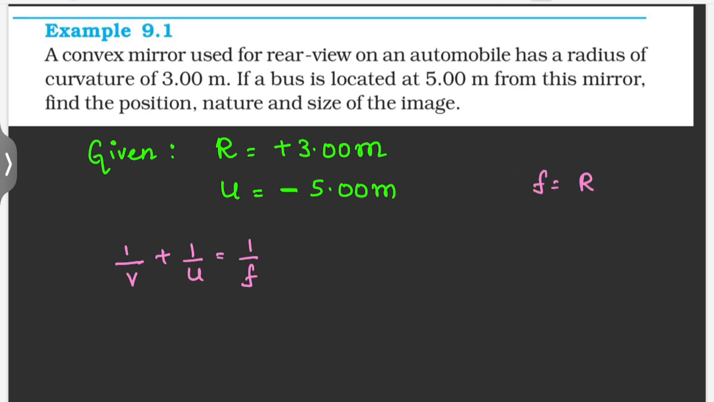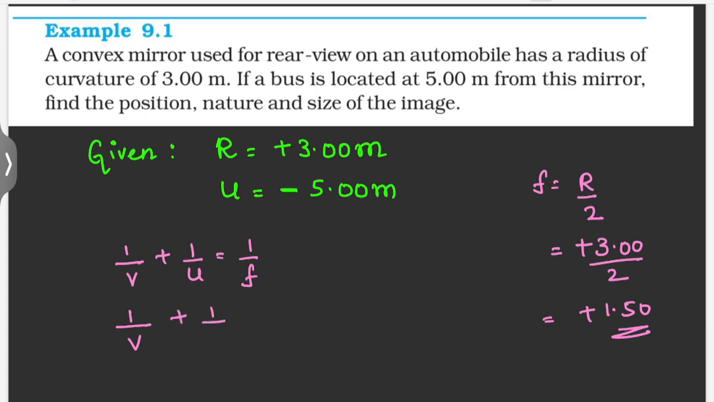F is equal to R divided by 2. R is the radius of curvature, given as plus 3.00 divided by 2. So divide this, and you will get plus 1.50 as the answer. Now substitute this in the formula, 1 divided by V plus 1 by U.